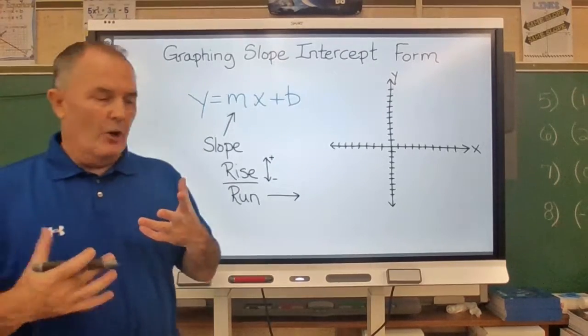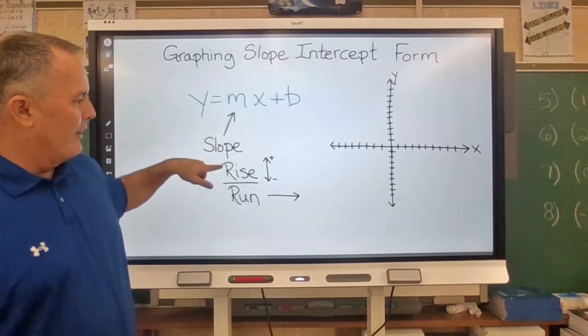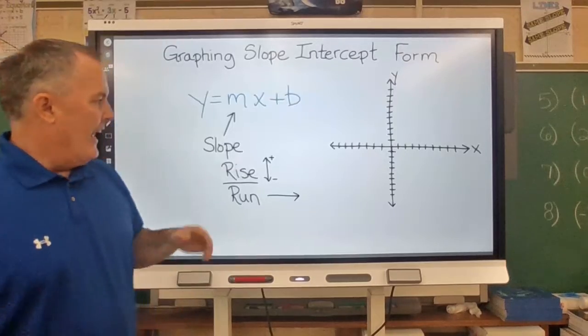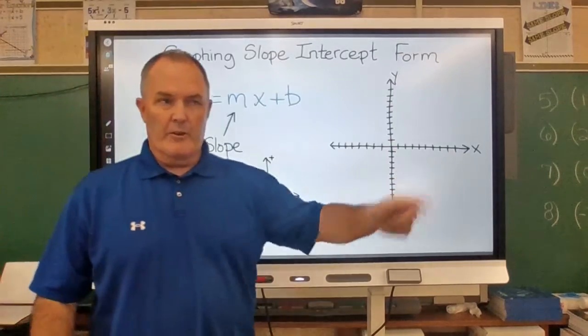So we're trying to figure out the slope. We're either going to count up or down, depending on whether it's a positive or negative. And then once we go up or down, we're always going to run to the right.